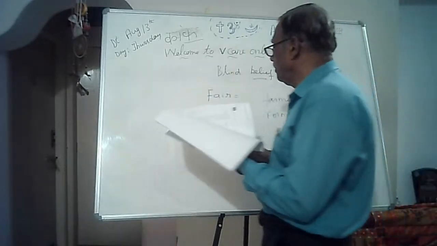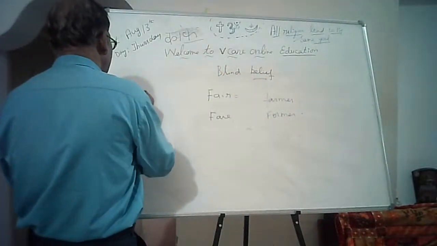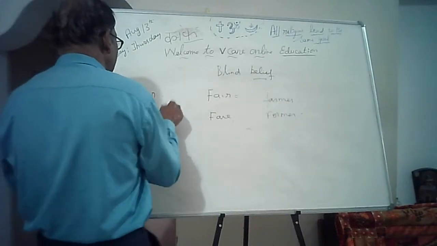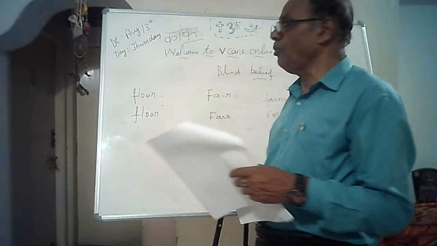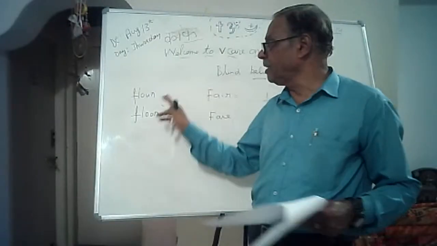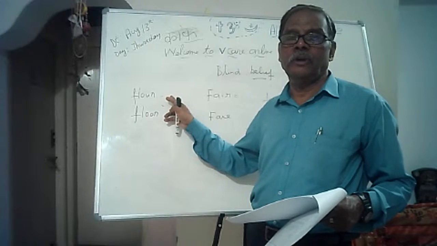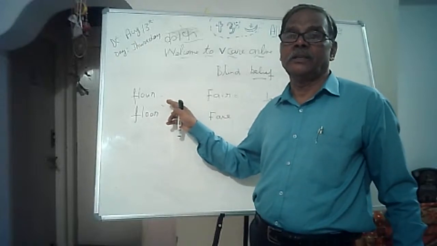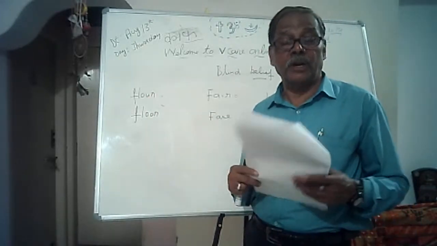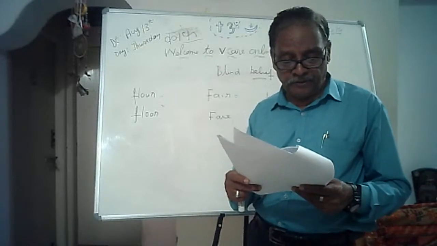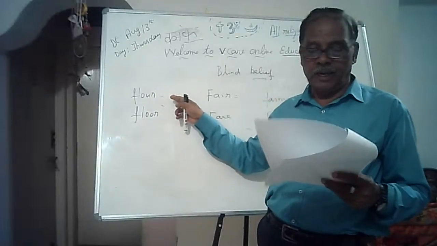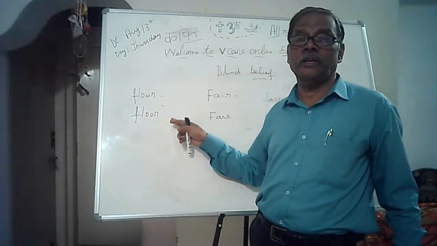Flour and floor, one more important pair. F-L-O-U-R, flour. F-L-O-O-R, floor. Look at the difference. Flour means powder: wheat flour, ragi flour, rice flour, jowar flour. This flour and this floor. Spellings are different, pronunciation is the same, but meanings are different. This floor means ground floor. First floor, second floor, like that you can say.